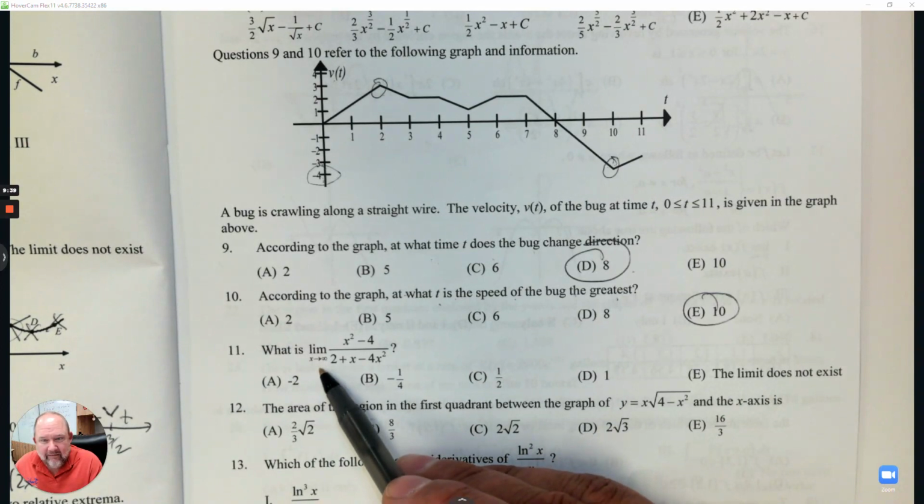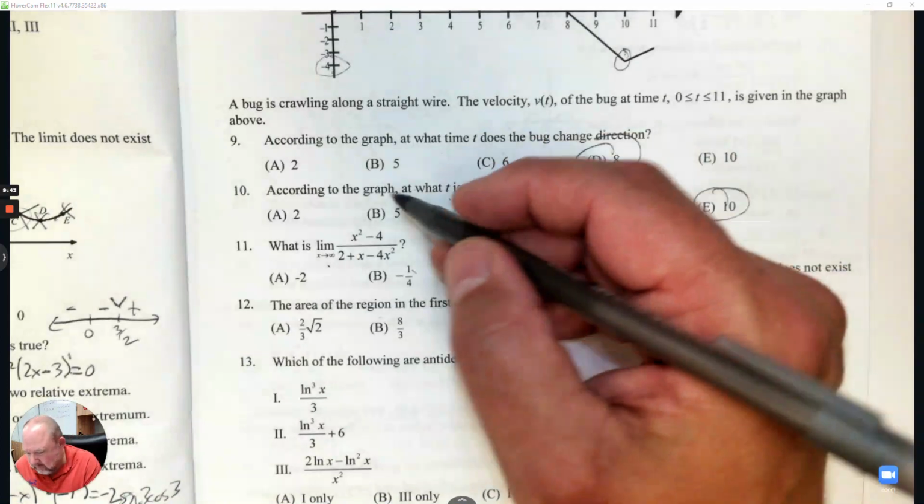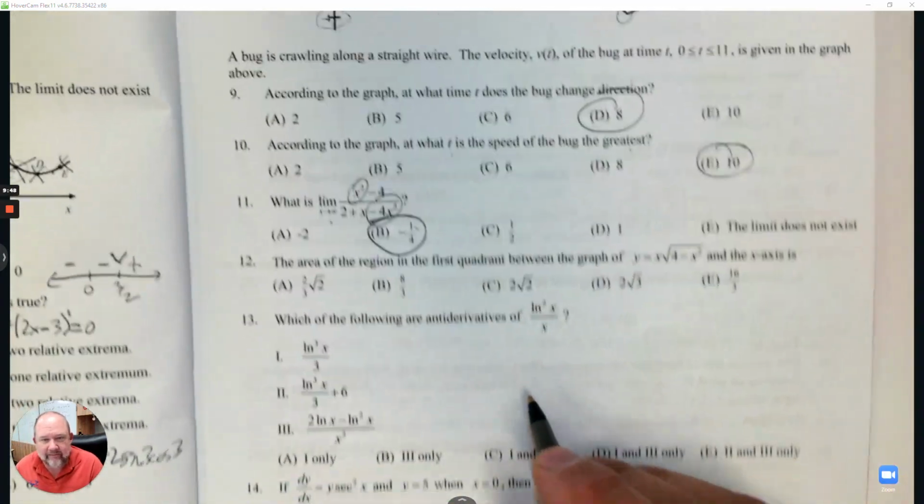What's the right end behavior of this? So it's not connected to this anymore. Power term over power term. That's -1/4. You know that one, right?